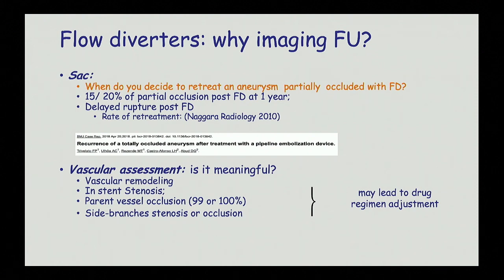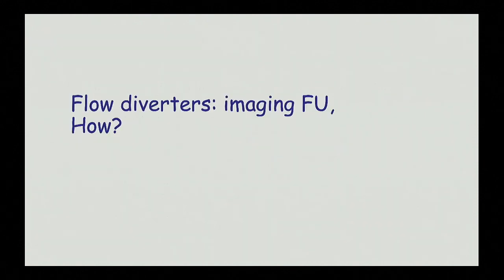Something else, so this is about the sac, but also vascular assessment. We saw that, and I will show you some cases, that we have complex vascular remodeling after flow diversion. We have instant stenosis. We have sometimes parent vessel occlusion or side branches stenosis or occlusion. So you may decide to change your medical treatment according to this. So how to do it?